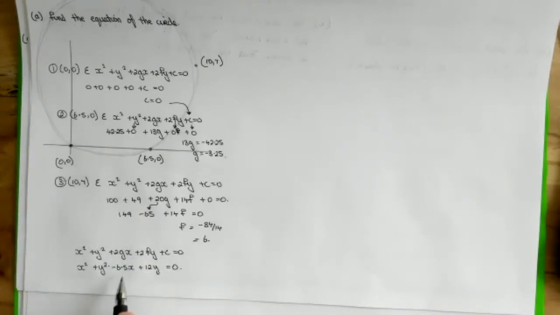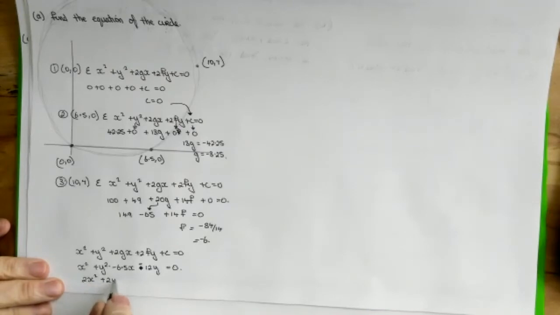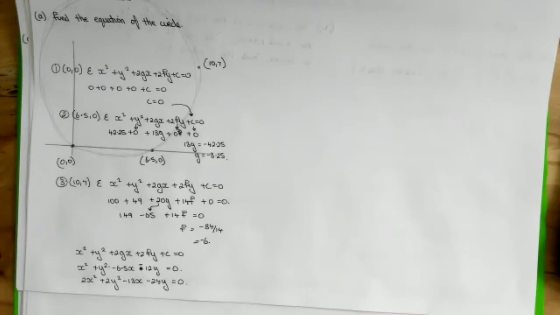Now that minus 6.5 wouldn't normally be left as a minus 6.5. Then what would happen is that we would multiply across. Minus 6, thank you Henry, it's minus 6. So that's 6.5, we'd multiply by 2. So 2x squared plus 2y squared minus 13x minus 24y is equal to 0. All right, so there is an example of a question with the equations.